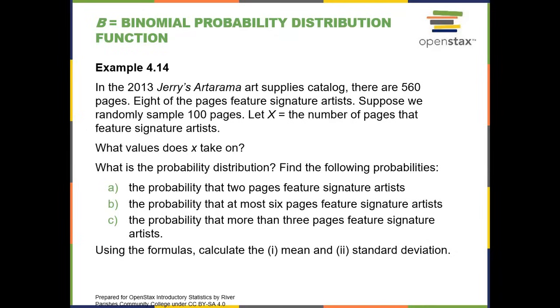Part B, at most 6, means 0 to 6, binomcdf. Second vars, scroll down to B as in boy. At most 6 means 0, 1, 2, 3, 4, 5, 6. Number of trials is 100. Probability of success is 0.0142. X value at most 6, 0 to 6 you're going to add. Paste, enter, and one more time enter. Answer is 0.9994.